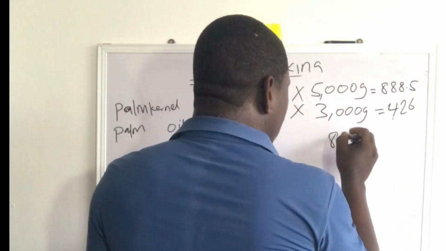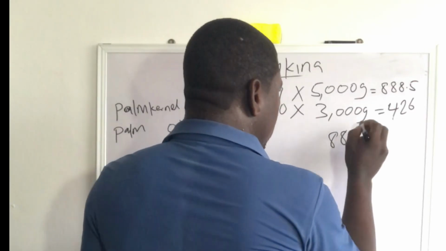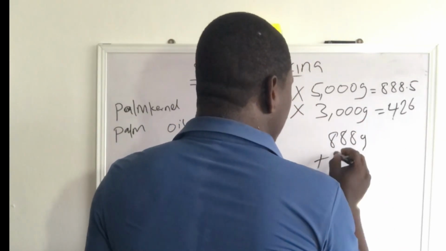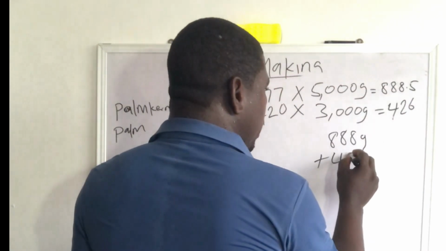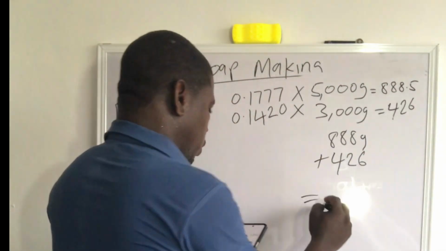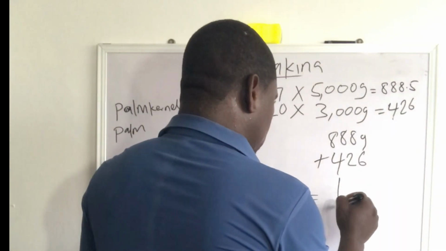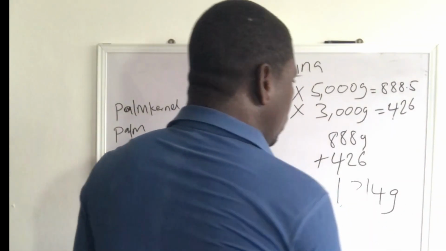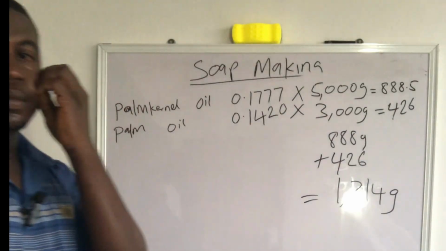888 grams plus 426 grams equals 1,314 grams of caustic soda.